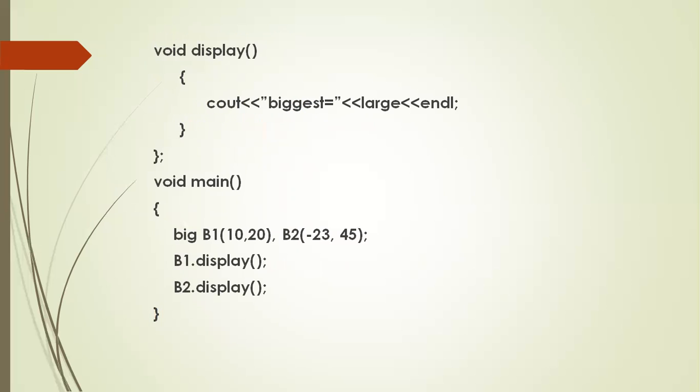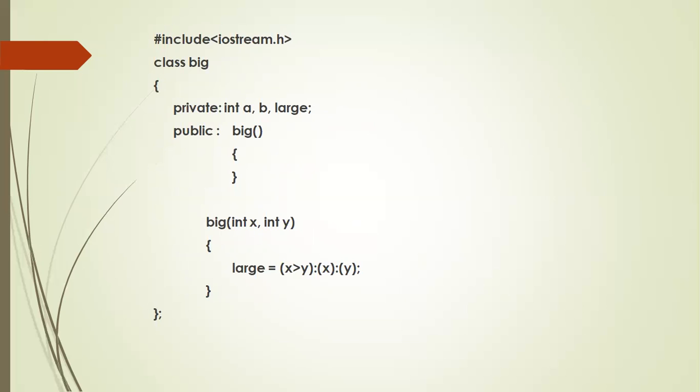Now you call the display function with B1 separately. When you call the display function with B1, it displays the biggest among the two numbers, 10 and 20, which is 20. So it will display biggest equal to 20. For the second object B2, when you call the display function, the value of large is already 45, so it will display 45. This is because the constructor is automatically executed. You are not calling it separately because it's a constructor.